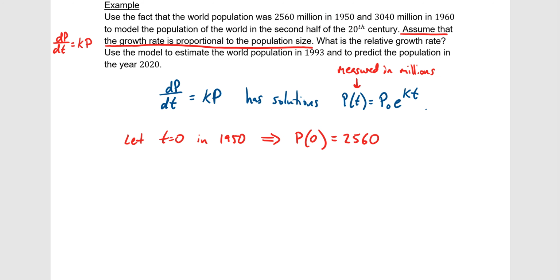So there's a little bit of information. Let's take a look at the next piece right here. The population is 3,040 million in 1960. So in 1960, if t is 0 in 1950, that means t has to be 10 in 1960, right? Because 1960 is 10 years after 1950. You just subtract the two, and that means that P of 10 equals 3,040 million.